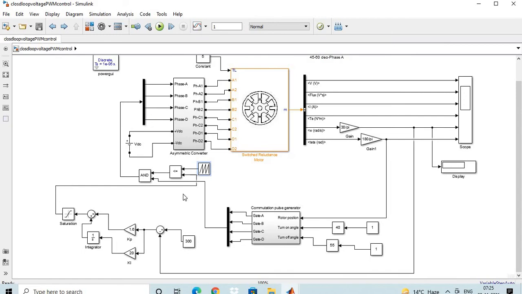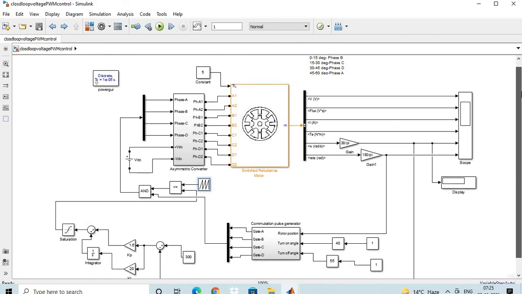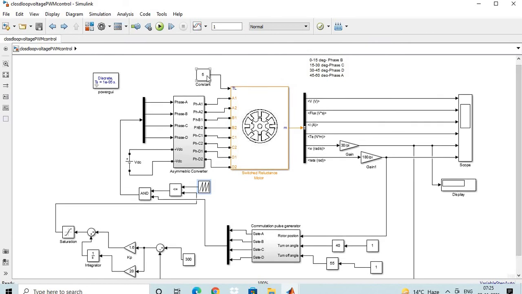That means the pulse will control the width of the voltage pulse, and according to that the input is given to the asymmetric bridge converter. And regarding the load, here we have connected a constant load torque of 5 Newton meter.